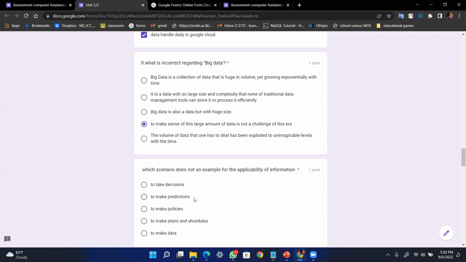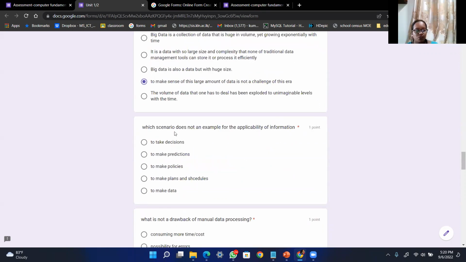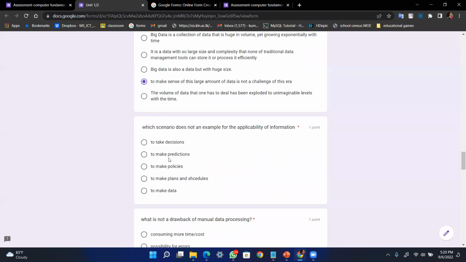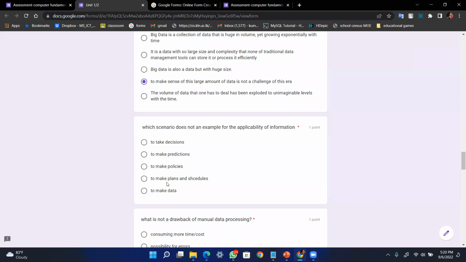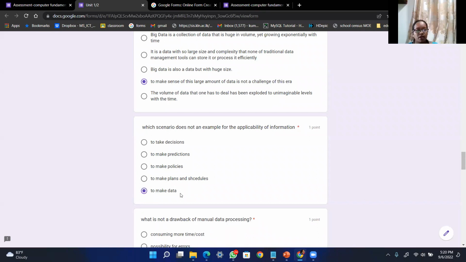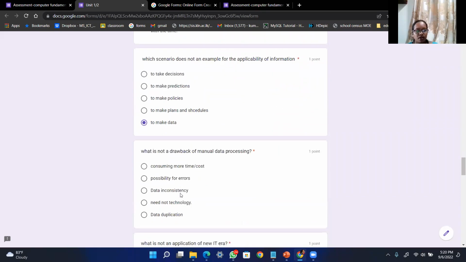Which scenario is not an example for the applicability of information? Is that information can be taken to make decisions? Yes. To make predictions? Yes. To make policies? Yes. To make plans and schedules? Yes. To make data? No, teacher. From data we make information, but not the other way around.